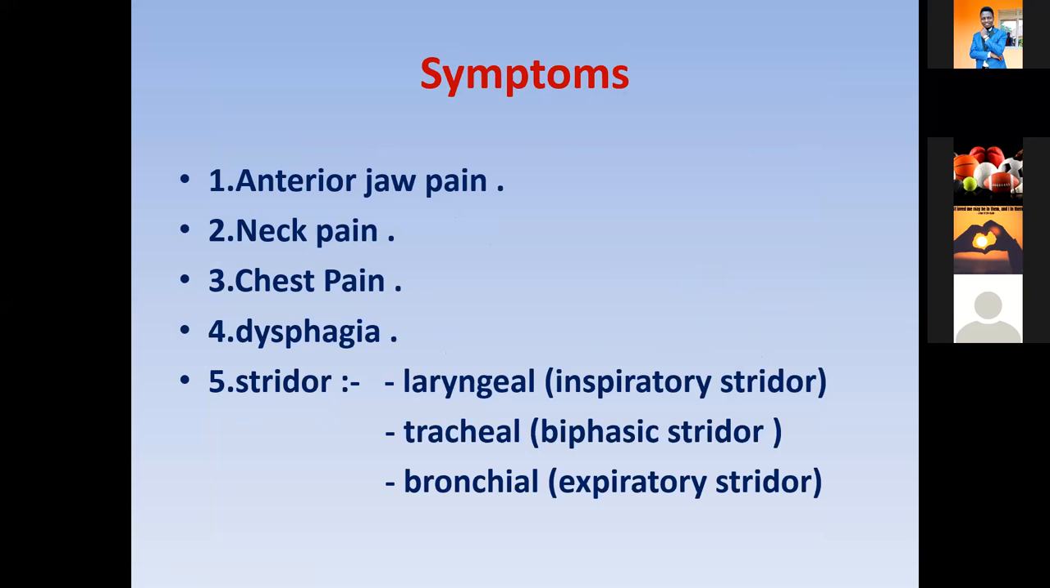Symptoms: how will these patients present? Usually they come in with neck pain, which we call the pointing sign. So they have a particular point where the foreign body is, which the patient can touch. Doctor, I feel I have sharp pain here. And most of the time when you do oropharyngoscopy, that is the opposite, that's where you find the foreign body. They also have anterior jaw pain, chest pain, and dysphagia, difficulty in swallowing. And if it's involving the larynx, sometimes you have stridor, that is noisy breathing, and it can be inspiratory, biphasic, or expiratory.